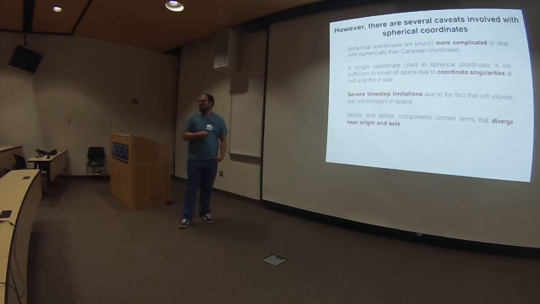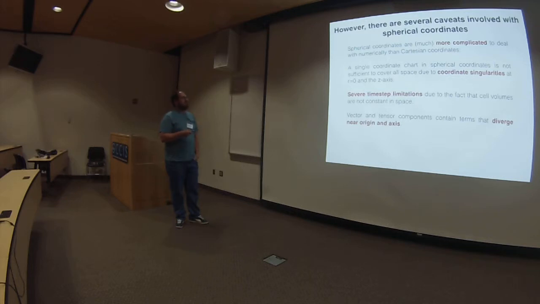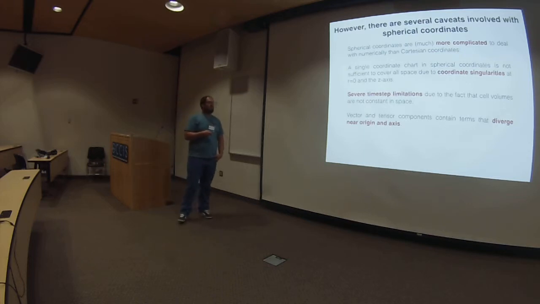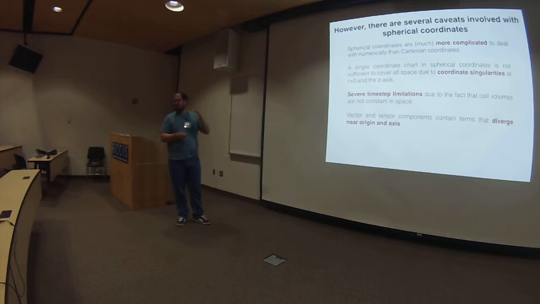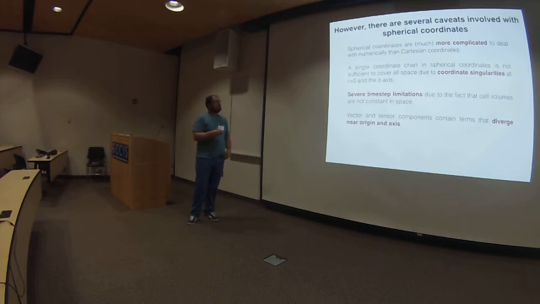So there's no free lunch, obviously, because spherical coordinates are much more complicated to deal with numerically than Cartesian coordinates, and that is of course due to the fact that a single coordinate chart in spherical coordinates is not sufficient to cover all space due to the coordinate singularities at the origin and the z-axis. So the determinant goes to 0, which also causes problems because volumes become 0, and then the coordinate vectors in spherical coordinates become multi-valued, so you have all sorts of problems.